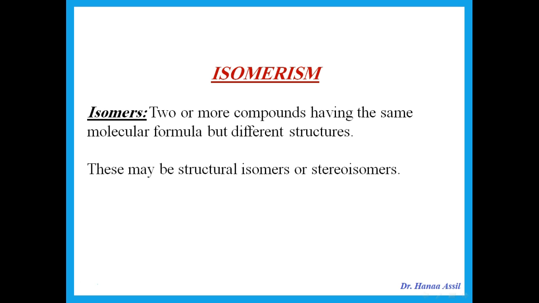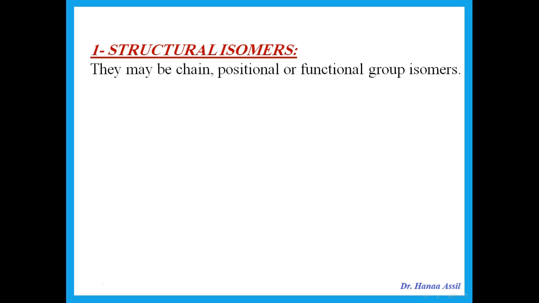Remember, in the O level and in the AS, we talked about isomers. And we said that isomers are two or more compounds having the same molecular formula but different structures. So they have the same number of carbons, same number of hydrogens, same number of oxygens, and so on, but they're arranged in different ways. So they have different structures. And we said these isomers could either be structural isomers or stereoisomers.